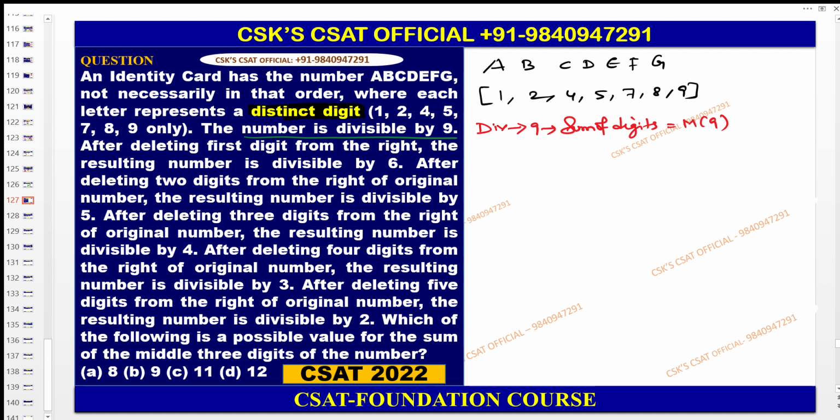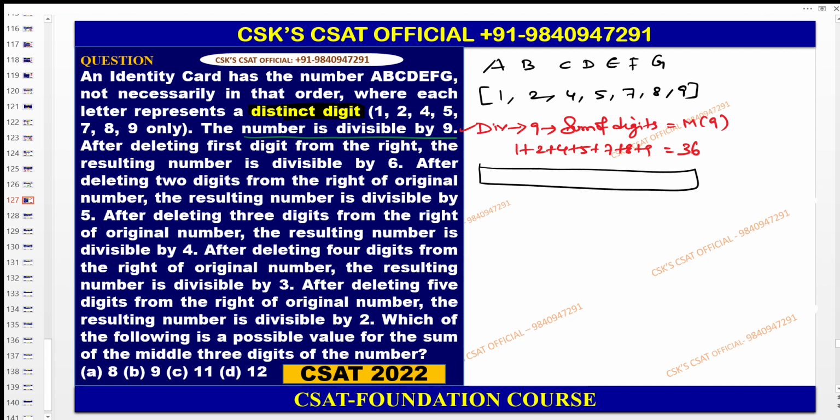So now let us check this one. 1 plus 2 plus 4 plus 5 plus 7 plus 8 plus 9. If you add up this, then you will get 5, 5, 10, 12, 20, 27, 36. So you are getting 36. Yes, the sum of the digits is divisible by 9. Okay, this is fine. Now what you need to do here is, the next statements are very important here.